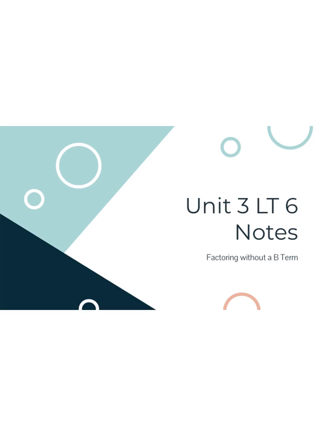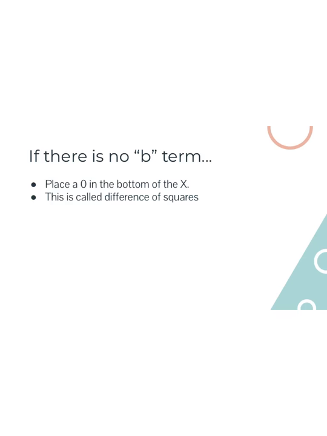Hey everyone, today we're going to be working on Unit 3 LT6 notes, factoring without a B term. So when there's no B term, you're going to see something like this: x squared minus 9. If you remember right, our A always goes with our squared number. Our B always just goes with our x. And then our C goes with our constant, or something that doesn't have a letter. So here you'll notice this one does not have just that x term, so you're going to place a 0 in the spot for the x, and this is also called the difference of squares.